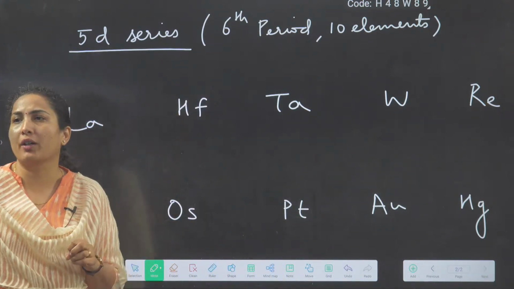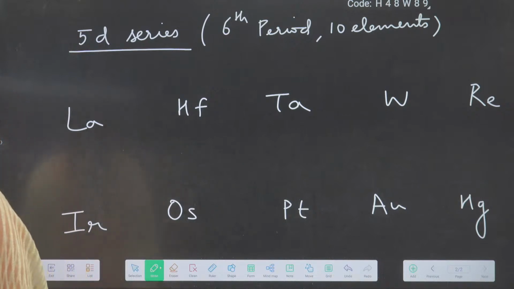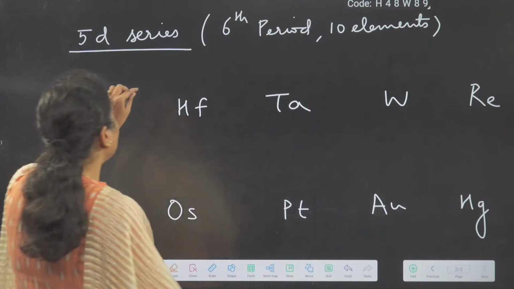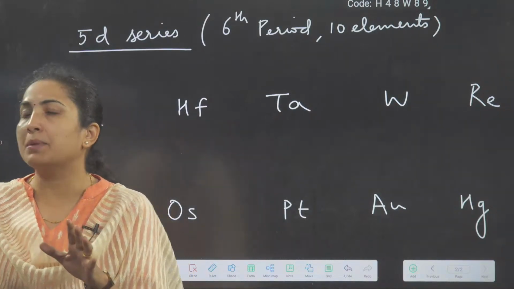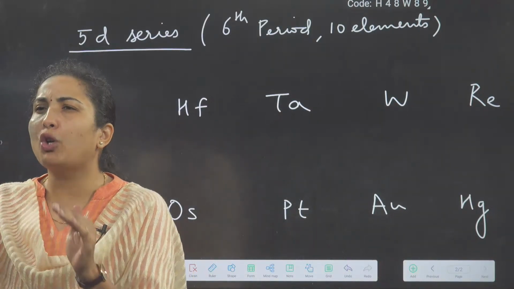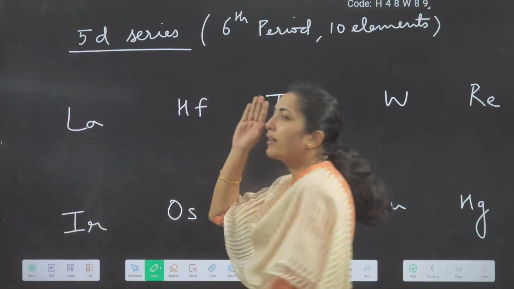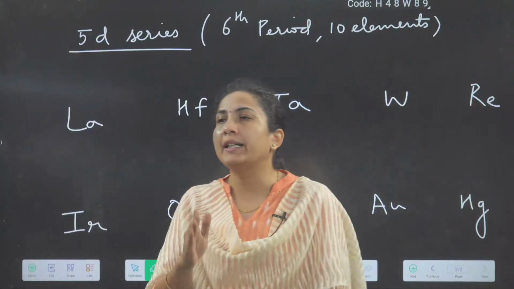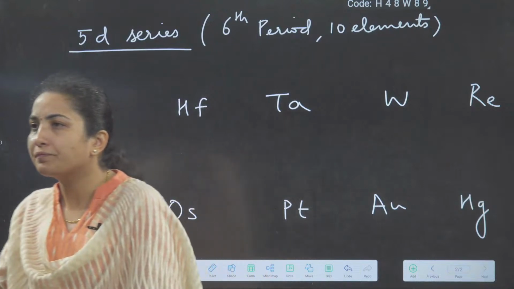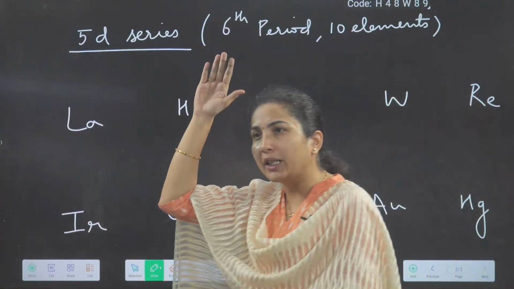Then HF stands for, anybody is having idea there? Hafnium. Somebody has written Lathinium, that's wrong. HF is for hafnium. I do not expect that you people would be knowing their names. Reason being, these are the elements which you do not come across very regularly or very often. So HF stands for hafnium. TA stands for tantalum. Not thallium. Thallium is done, it is in group 13.